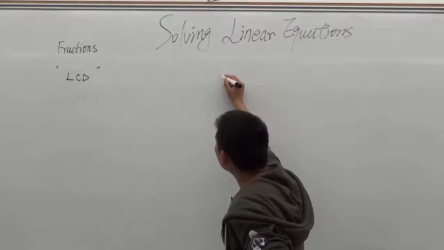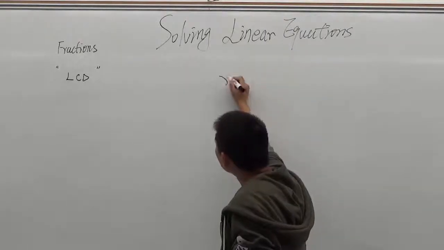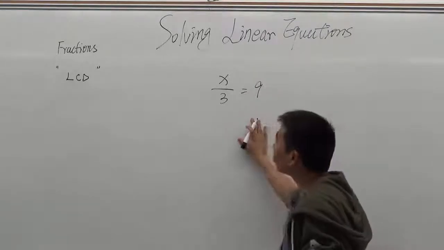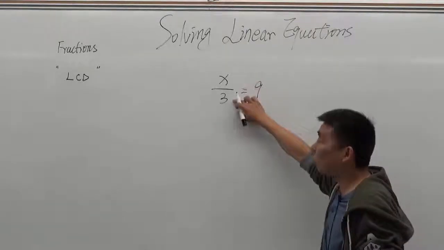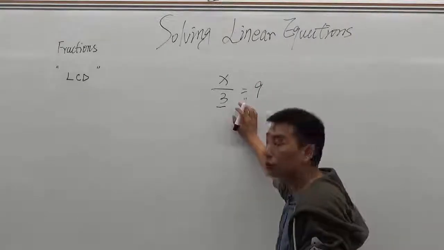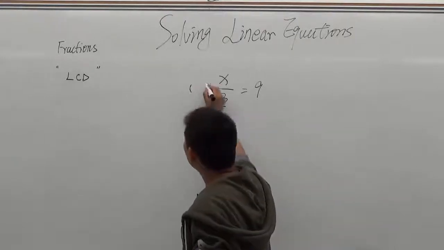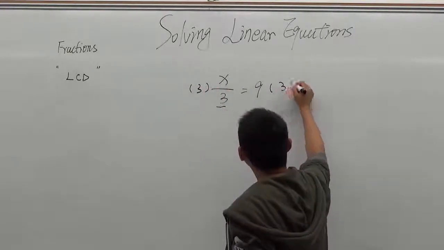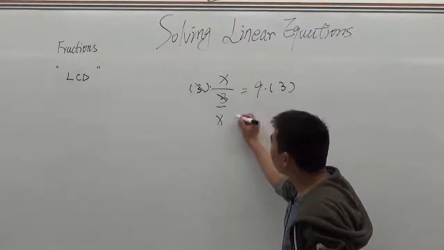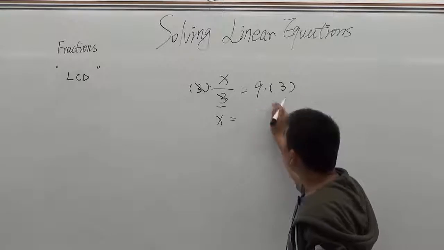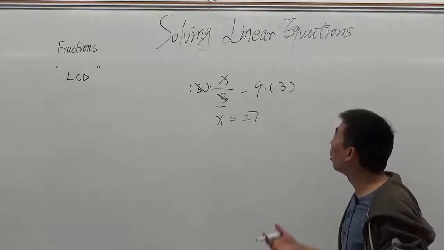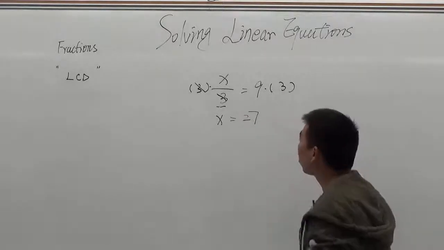We saw this in the very first video, where we did x over 3 equals 9. That's very easy. Actually, this is a fraction. x over 3, that's a fraction. It's very easy because here there's only one denominator, 3. What we did is we just multiplied by 3 on both sides. Then we get x, because the 3 cancels out. 3 times 9 gives us 27. That's a very easy fraction equation we can solve.